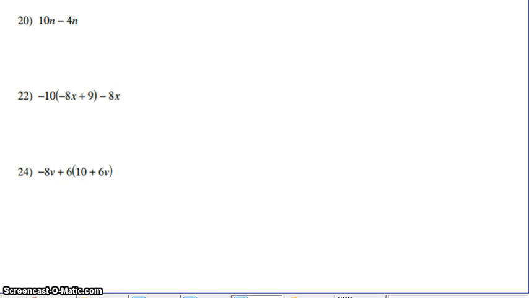Number 20. Number 20, 22, 24, 26, and 28, we're just simplifying, which means we're going to do everything we can to deal with these variables so that we come out with a shorter product. So we're focusing here on combining like terms and distributive property.